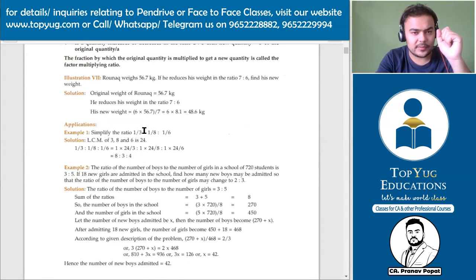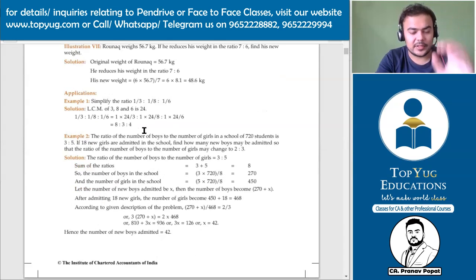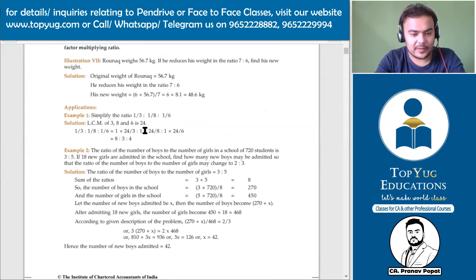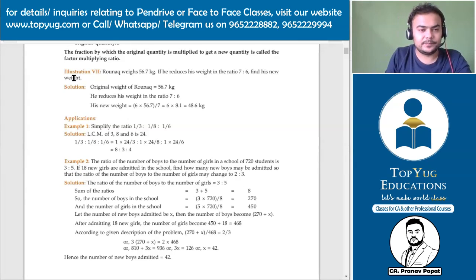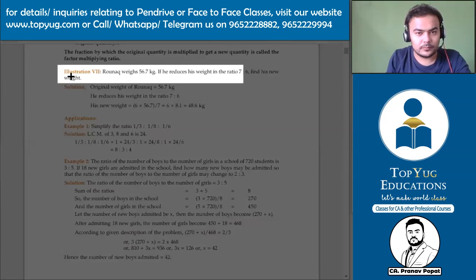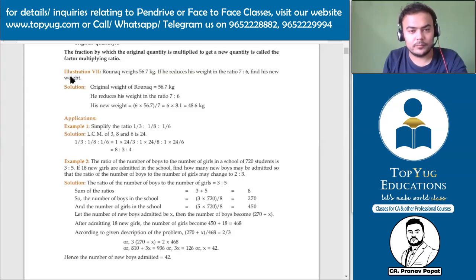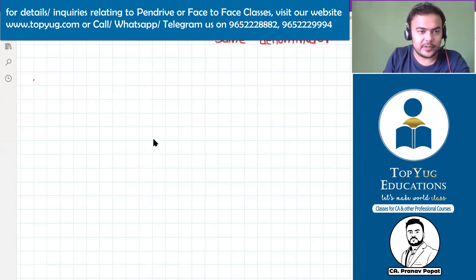Any other illustration? Yes. So this is a good illustration. I will take this in my notebook. Windows Shift S. This illustration we will do together.